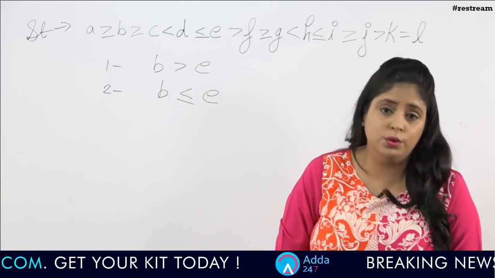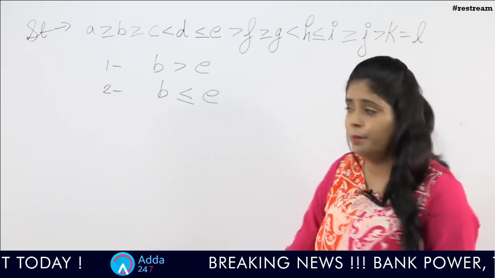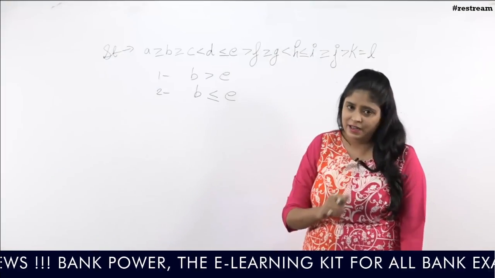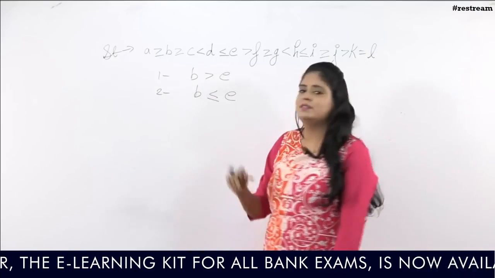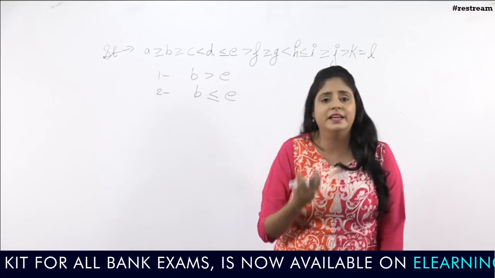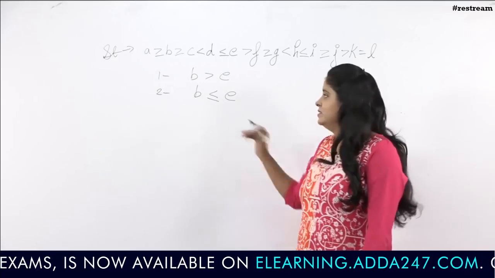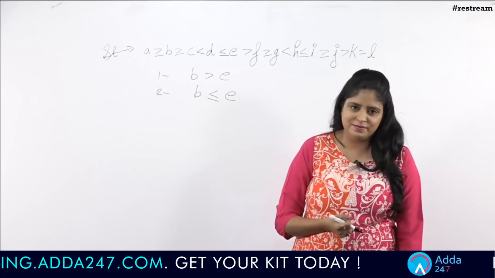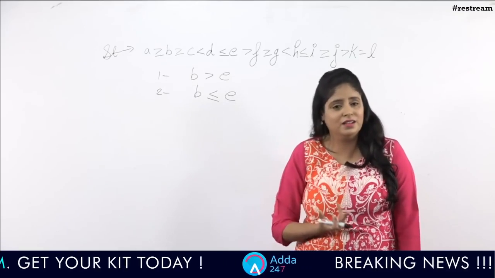Actually, we don't know the exact relation between B and E. And in our conclusion, on one side we are having B is greater than E, and on the next side we are having B is smaller or equal to E. So, what should be your answer?